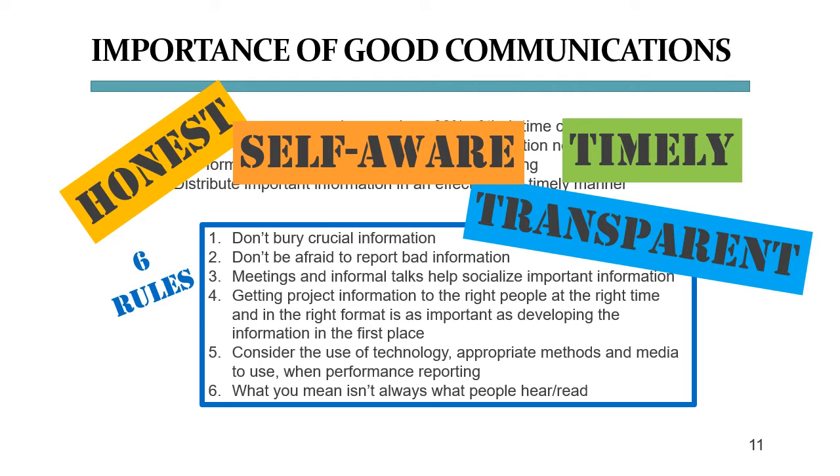Number 5, consider the use of technology-appropriate methods and media to use when performance reporting. This goes with what I just said, really. If you're reporting your project status up into the organization, a more conservative and formal tool like email or SharePoint might be much more appropriate than a quick post into your Slack channel. But if you need to quickly get feedback on whether your team can build a feature, a short post to your Slack channel will get you results faster and may in fact also trigger important discussions.